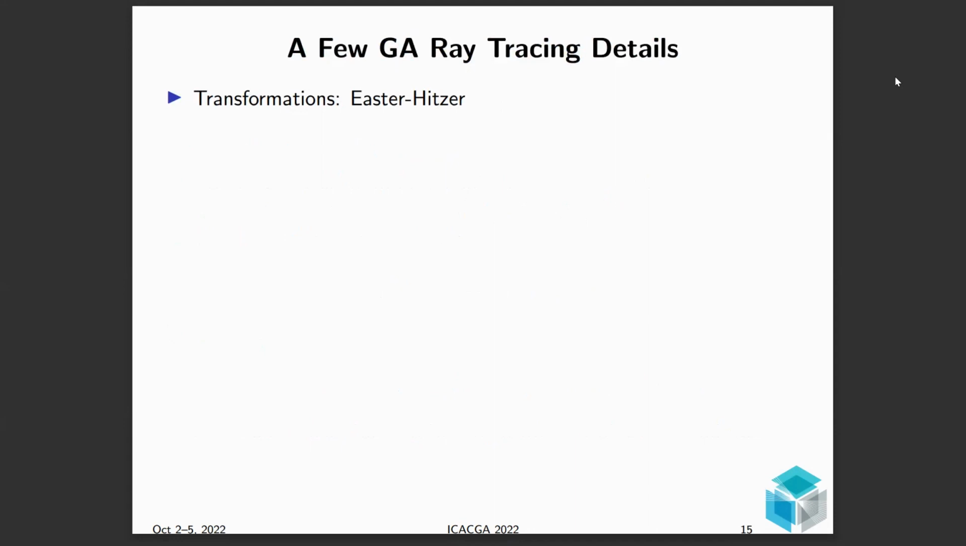So, a few geometric algebra ray tracing details. We implemented these, but they're not original with us. When you write a ray tracer, you often have your objects in canonical position, then you transform them into where you want them in ray tracing. And we just use the transformations that Easter and Hitzer did for the double conformal geometry.